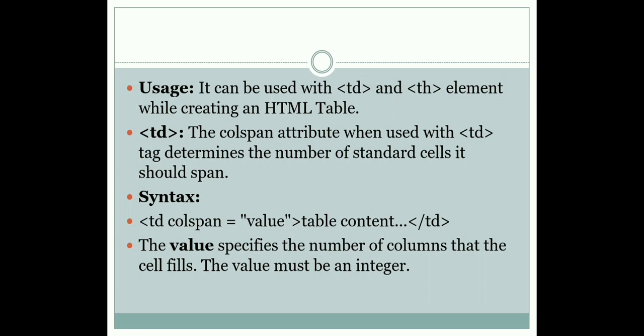Like here you can see in the syntax of Colspan, I have started the TD tag and defined the attribute Colspan equal to value. Here the value specifies the number of columns that cell fills. The value must be an integer, or we can say the value specifies the number of columns to be merged. After that you will define the table content, whatever you want to show in that particular cell. After that you will close that TD.